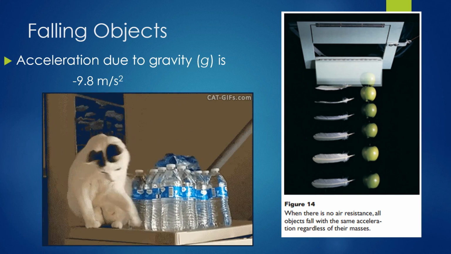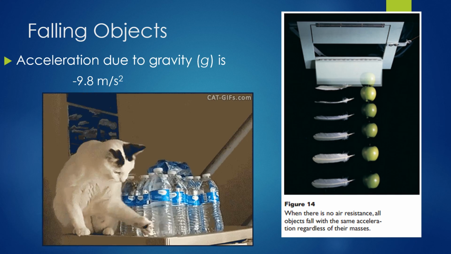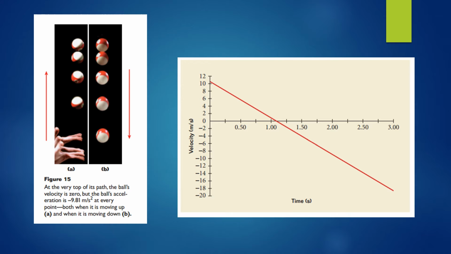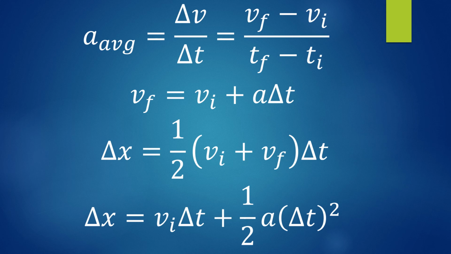So we're going to ignore air resistance as things are falling. Like throwing something up and then letting it fall down or catching it. At the very top of its path, the ball's velocity is 0, but the acceleration is still negative 9.8 meters per second squared at every point, both when it's moving up and when it's moving down. To the right, you see a velocity and time graph, which we'll get into after this topic.